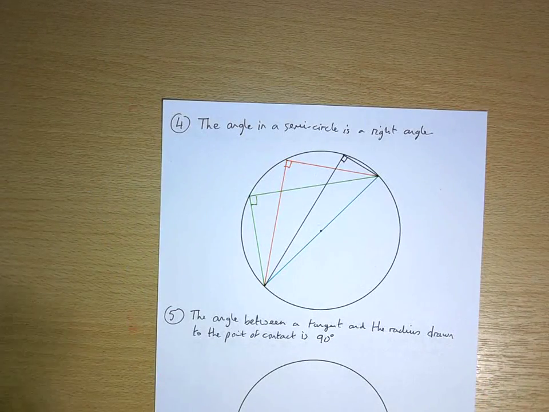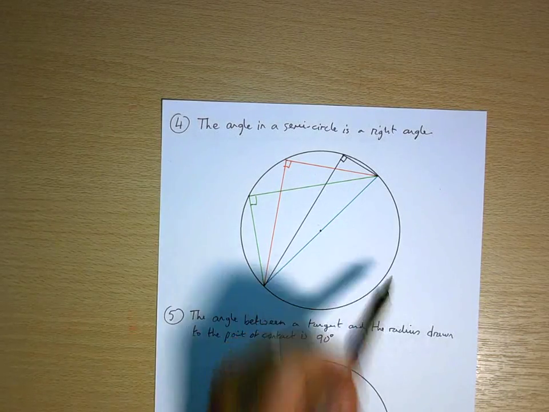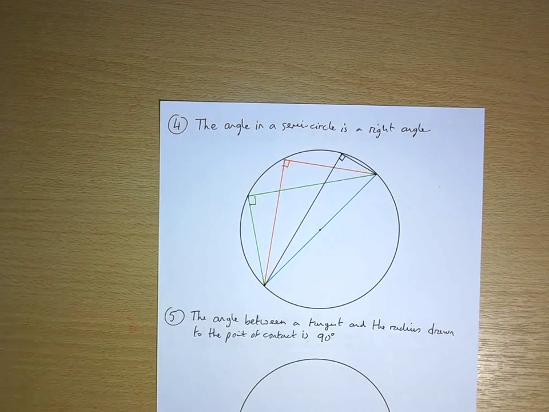So that's usually a nice easy one to spot, and obviously it would be exactly the same if it was in the other half of the circle.